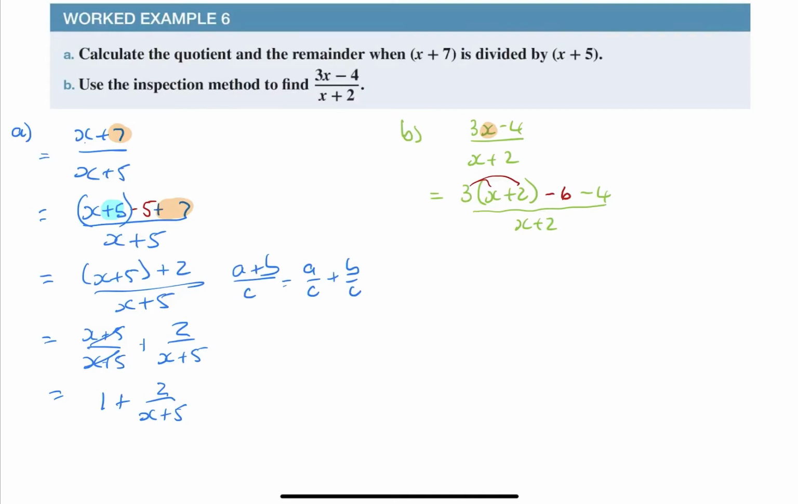I'm going to simplify now. So this is going to be 3 times (x plus 2), negative 6, negative 4, it's negative 10, divided by x plus 2. I'm going to write it as partial fractions, so 3(x plus 2) divided by x plus 2, minus 10 divided by x plus 2. This x plus 2 cancels with that x plus 2. So my answer would be 3 minus 10 divided by x plus 2.